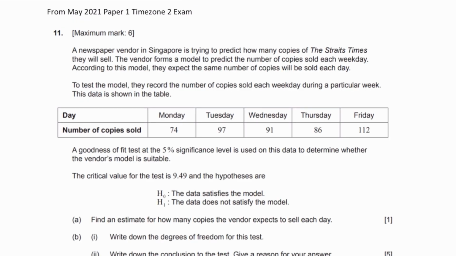Okay, so let's go ahead and take a look at an example. In this example, it is from the May 2021 Paper 1 Time Zone 2 exam. A newspaper vendor in Singapore is trying to predict how many copies of the Straits Times they will sell.